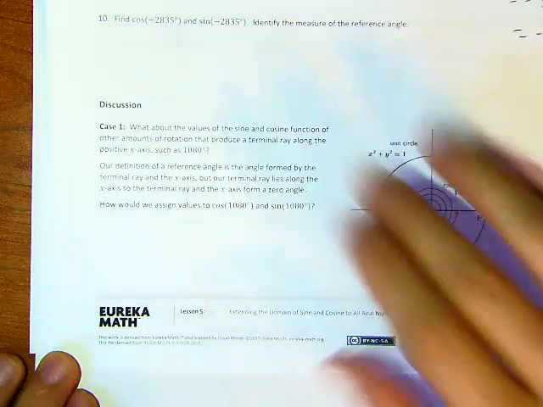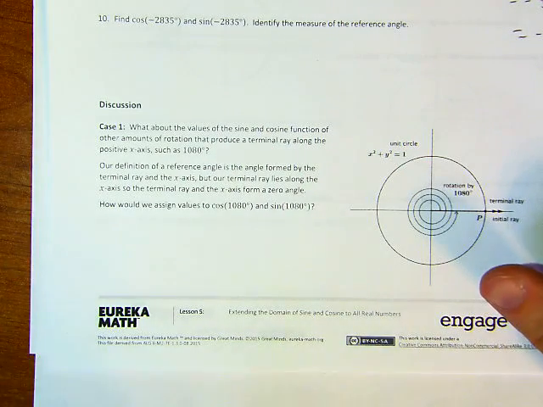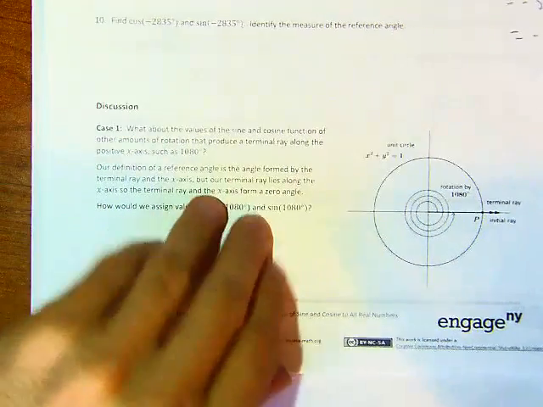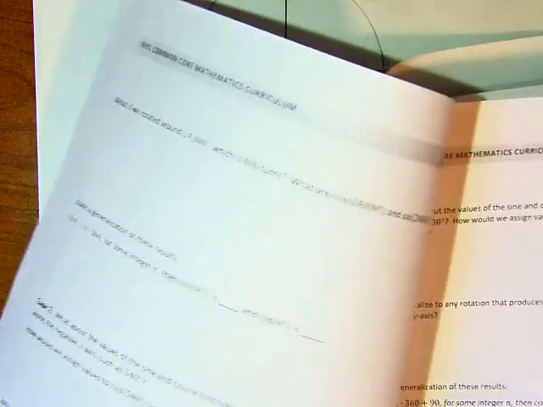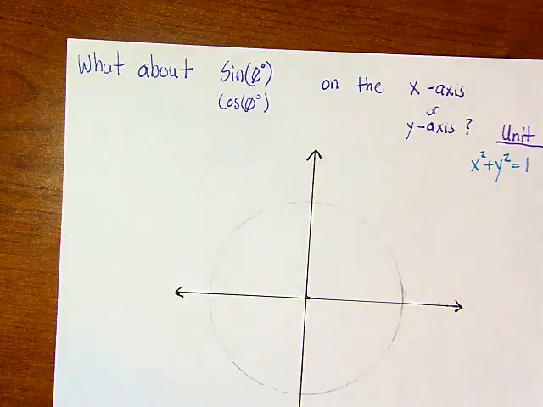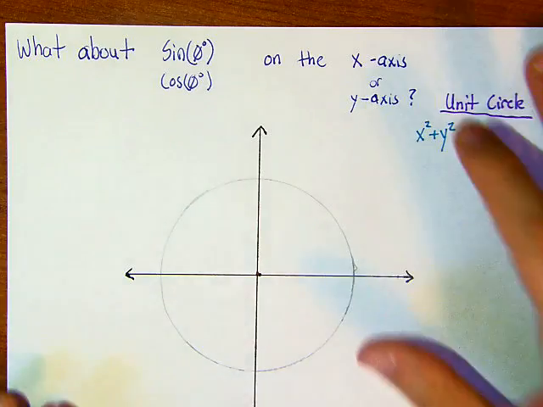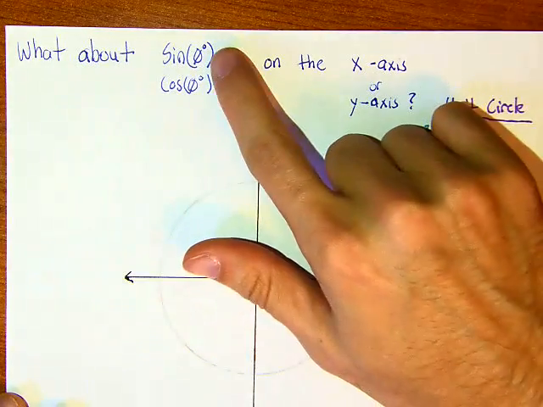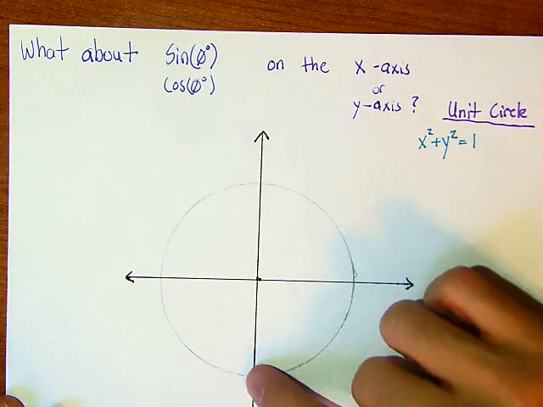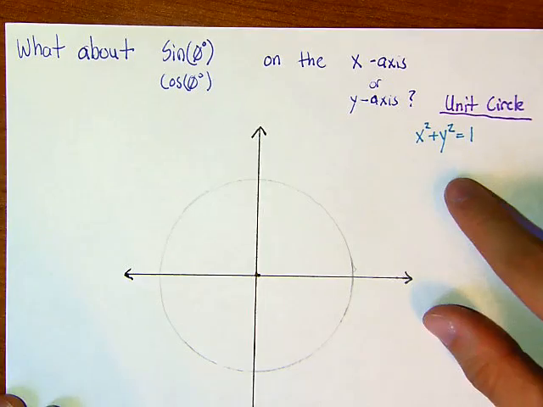All right. So let's go to the last part of lesson 5, and it talks about this discussion, and it kind of goes through all these pages and stuff. So before we do all that, what I'd like you to do is let's have this in our notes, right? Let's think about it. What about sine of theta, cosine theta on the x-axis or on the y-axis? So what do I mean by that?